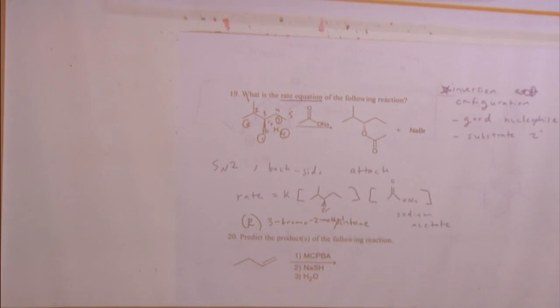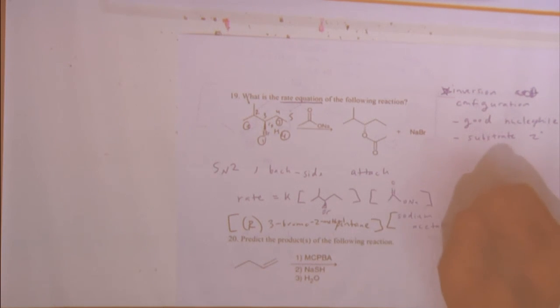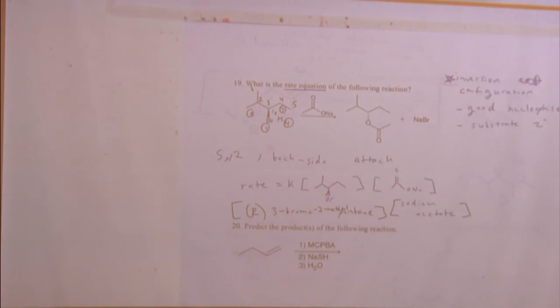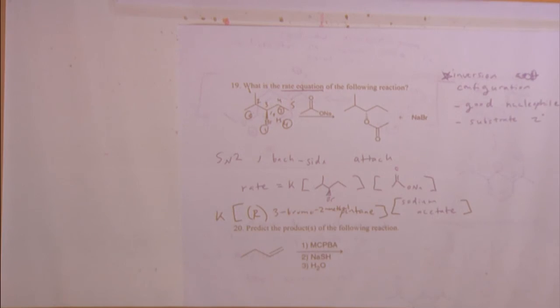So they could give it to you like that to name it, giving you the rate, but it still doesn't change that the rate would include both the sodium acetate and the R-3-bromo-2-methylpentane, with a rate constant k.